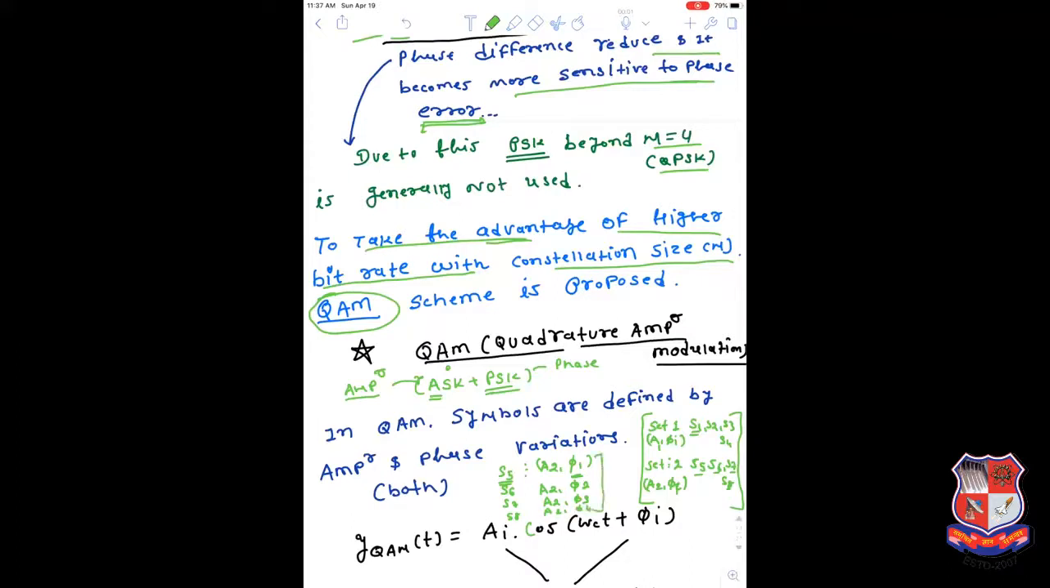So these 4 phases are like QPSK, because in QPSK we have 4 phases, but the one quantity we have added here is the amplitude. So from symbol to symbol, there would be 2 variations observed: one in terms of amplitude and another in terms of phase. In set 1, all the symbols have the same amplitude but different phases. The same phases are repeated for set number 2, but all the symbols are represented with a different amplitude, A2. So that is the variation.